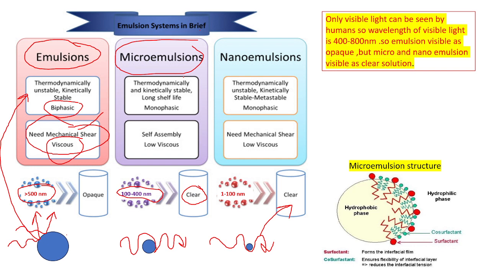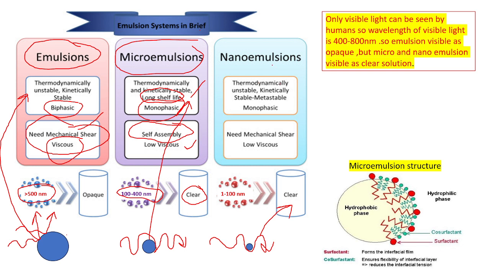These are thermodynamically and kinetically stable because of reduced small particle size. Next one is long shelf life; these have long shelf life. Next one is these are monophasic. When light falls on these microemulsions, we cannot differentiate the dispersed phase and dispersion medium. Hence, we can call it monophasic. Microemulsions form spontaneously. These are less viscous in nature.